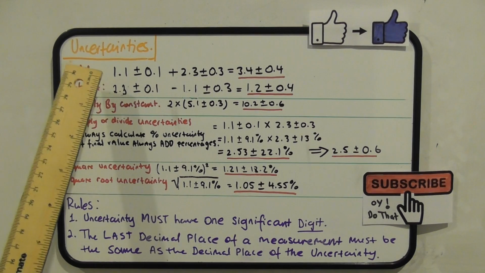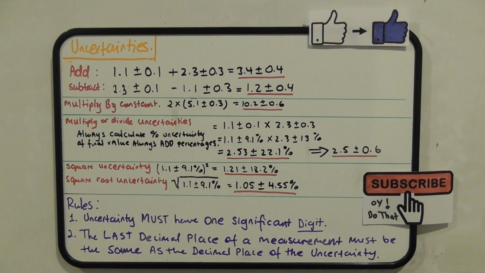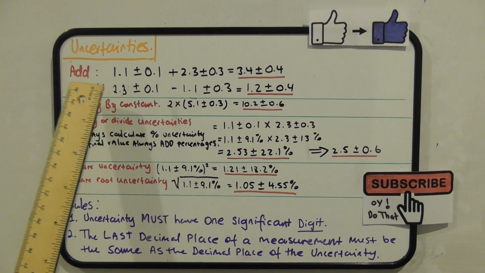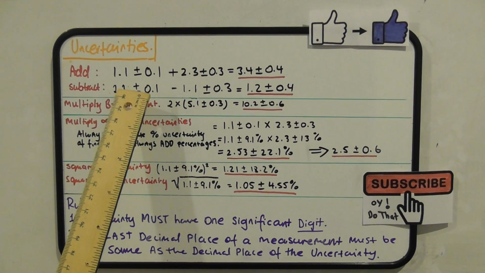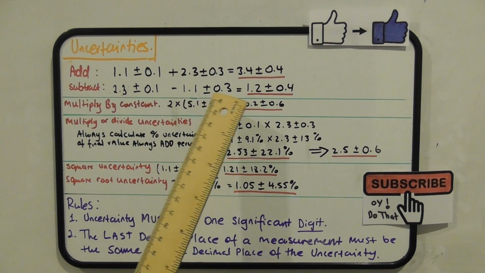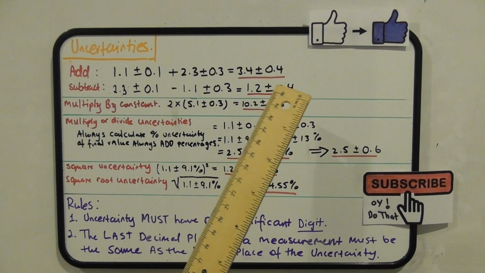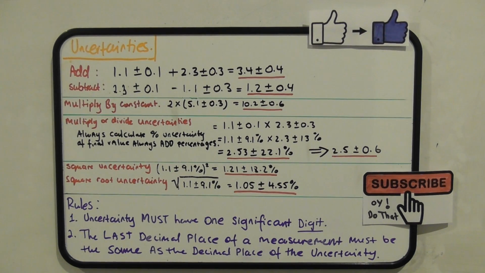If you add values that have uncertainties, you add those values as normal, and then you add the uncertainties, as an example here. Similarly, if you were to subtract values with uncertainties, you would subtract as normal, however, you would add the uncertainties in that operation as well.